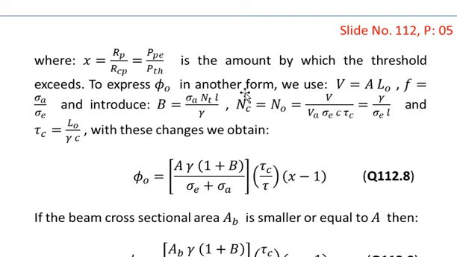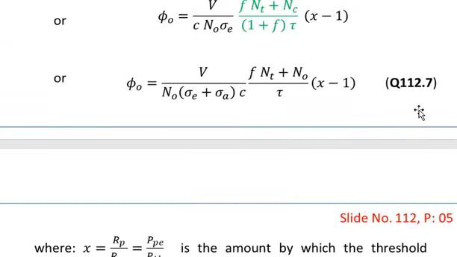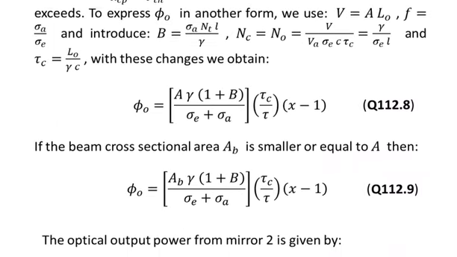To express phi naught in another form, we use capital V is equal to A times capital L naught, F is equal to sigma A over sigma E, and we introduce capital B is equal to sigma A times NT times L over gamma. We are also using relations from the previous results: NC is equal to N naught is equal to V over V A into sigma E into C into tau C, and this is equal to gamma over sigma E into L. And we are also using tau C is equal to L naught over gamma C. So using all these terms in the previous equation, that is equation number 7, and rearranging the terms, we get equation number 8.